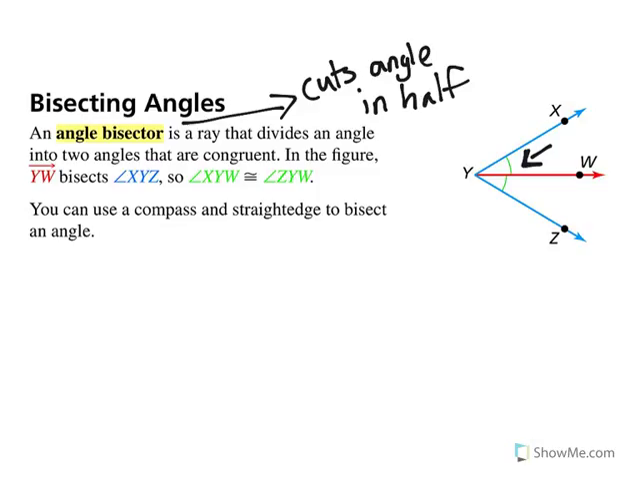So it says an angle bisector is a ray that divides an angle into two angles that are congruent. So it cuts that angle in half into two congruent angles. So in this figure we have YW bisects angle XYZ. So that way we have XYW would be congruent to ZYW.